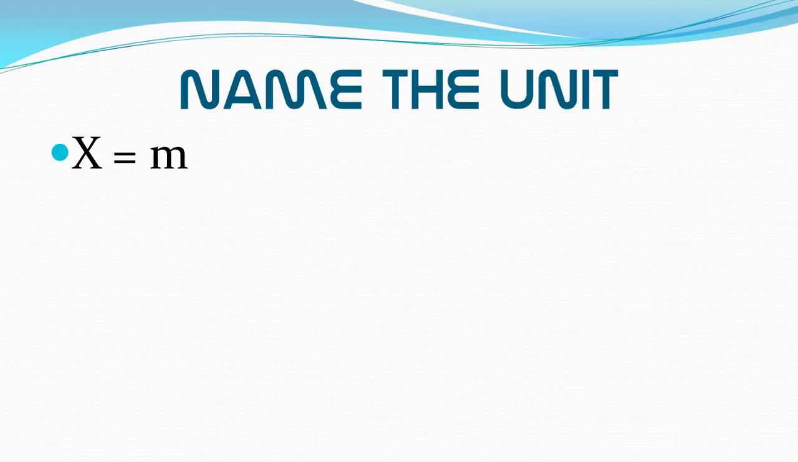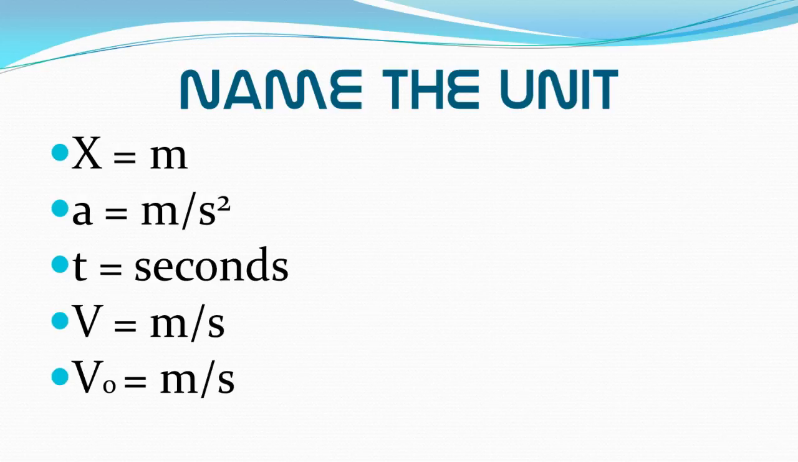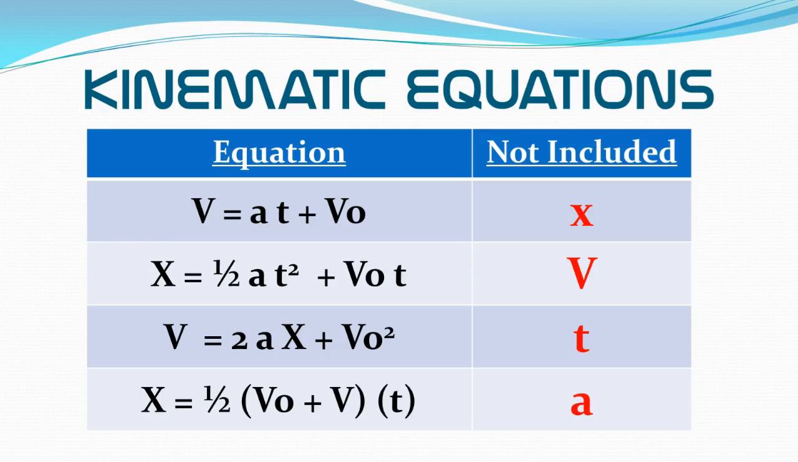x, or displacement, is measured in meters. a, acceleration, is measured in meters per second squared. t, time, is measured in seconds. Both final velocity and initial velocity are measured in meters per second. Final velocity describes how fast an object is going at the end of a motion. Initial velocity describes how fast it's moving at the beginning. They're the same unit, but describe different parts of the motion.